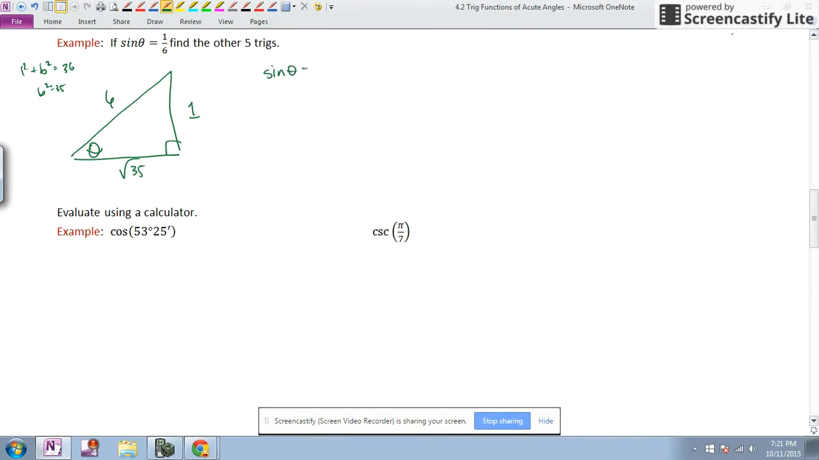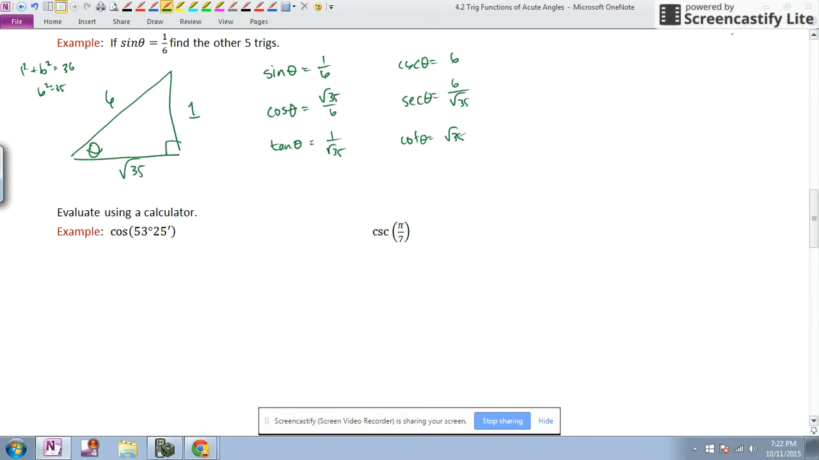If I already know that sine is 1/6, I now know that cosine is adjacent over hypotenuse, so root 35 over 6. Tangent is opposite over adjacent, so 1 over root 35. And then cosecant is 6 over 1. Secant is 6 over root 35. And cotangent is just root 35. And I forgot my thetas here, so that's kind of annoying. I'm sorry. There they are.